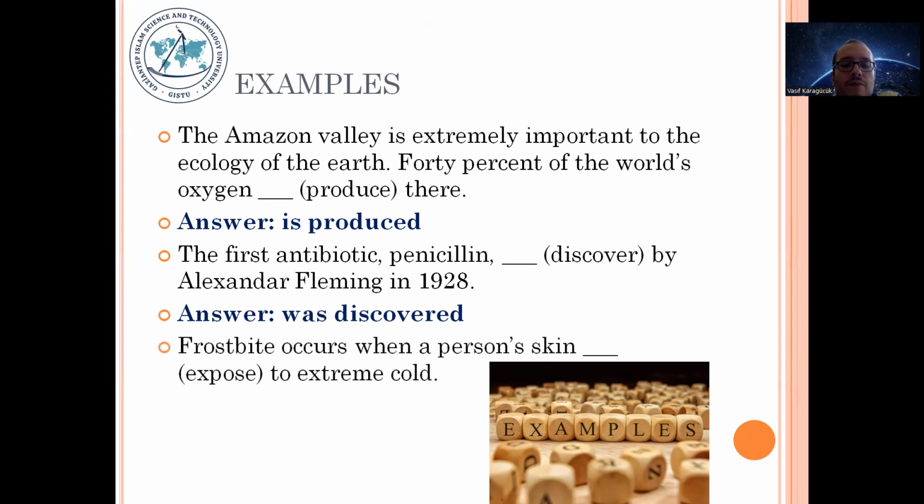Let's have a look. Frostbite occurs when a person's skin to extreme cold. In here, I have a general truth. In general truth, we have to use simple present tense. So the answer is exposed. The full sentence is, frostbite occurs when a person's skin is exposed to extreme cold.